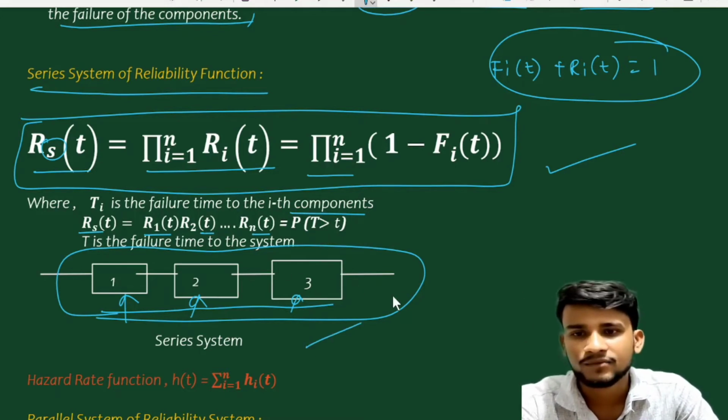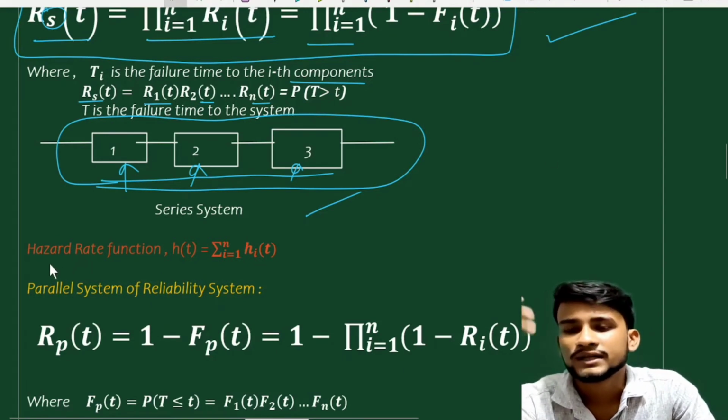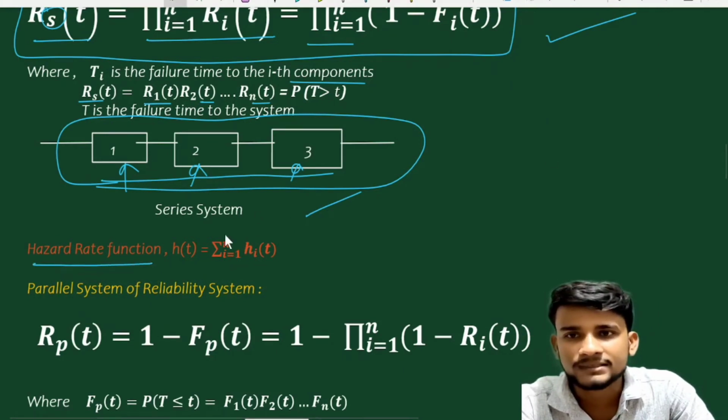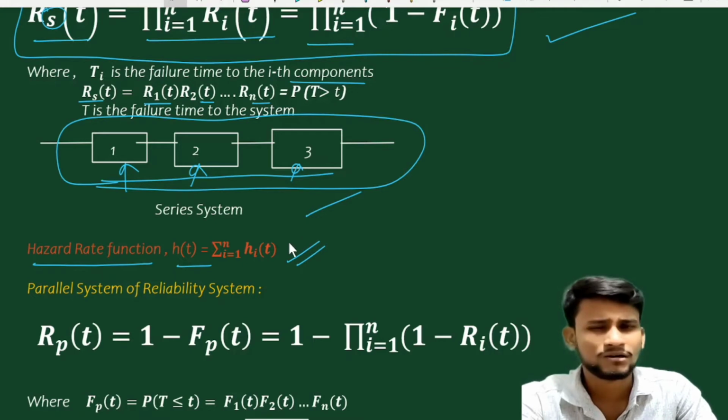I take an example for 3 components. This is a series system. Now there is an important note about the hazard rate function: the hazard rate function h(t) is equal to the product of h_i(t). This is an important result.